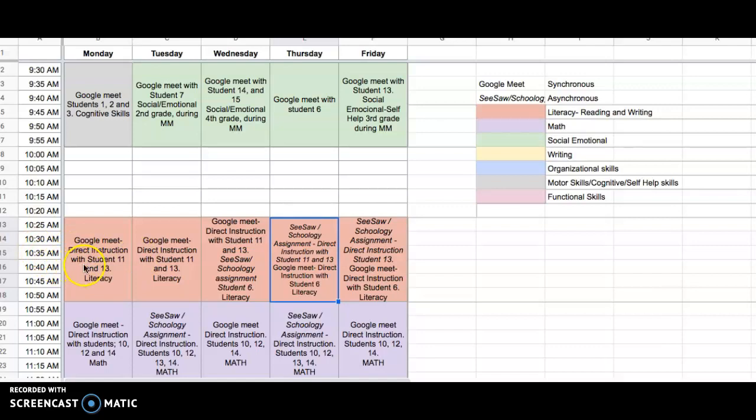So for example, this student 13 is receiving Google Meet, Google Meet, Google Meet, and then he is receiving 2 days of asynchronous assignment, but they're all counted as direct instruction, so he's receiving 5 times a week. For example, these 3 days he meets with the special ed teacher. In these last 2 days, he can meet in a flex group with the gen ed teacher or the EL teacher or whatever other services the student is receiving.